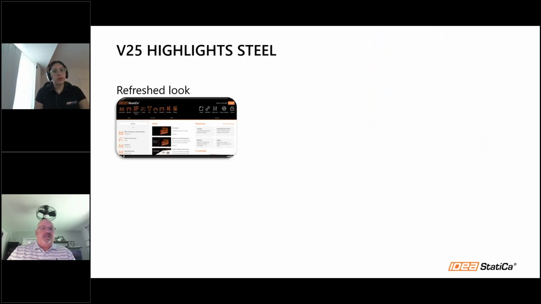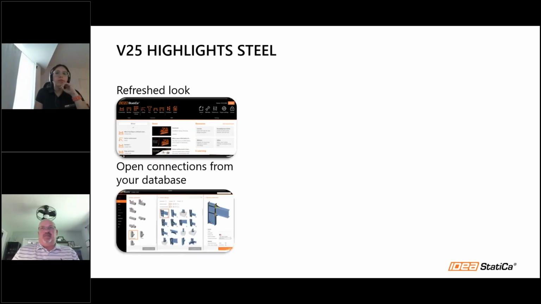So when we start to look at version 25 from the Steel standpoint, the first thing you're going to notice when you download it and open it up is that the launcher's definitely going to look different. We've updated things. You still have all of your previous files there, but we also have a news section that's expanded, so we can push out information for webinars and other things that we want to promote to our user base.